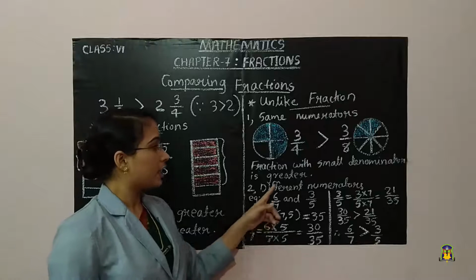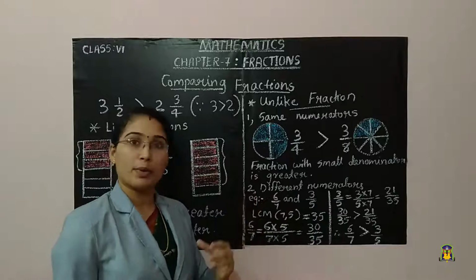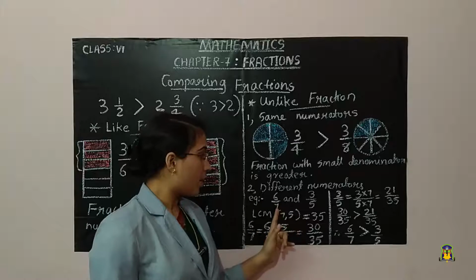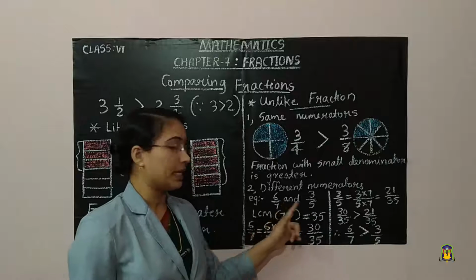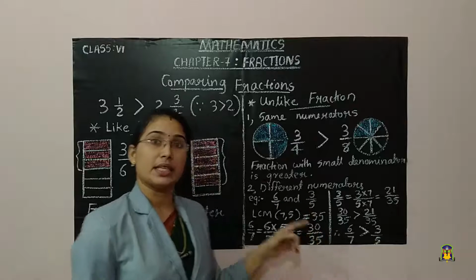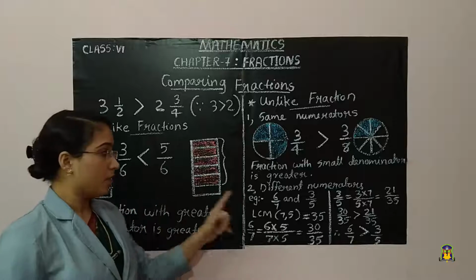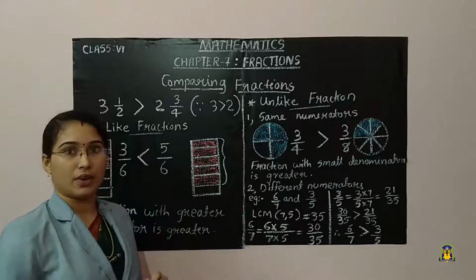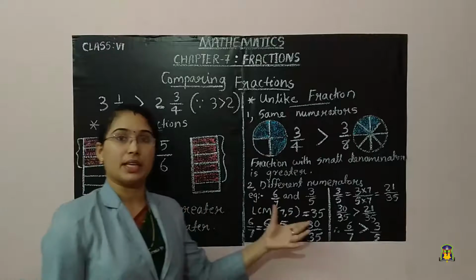Then the next case, different numerators. In unlike fractions, different numerator means the denominators are already different, and now the numerator is also different. This time, we want to make the denominators the same. If you make an unlike fraction have the same denominator, it will become a like fraction. In like fractions the denominators are the same. So if you change the denominators to be the same, we will get like fractions. After that, the same way we compare like fractions, we can compare these.